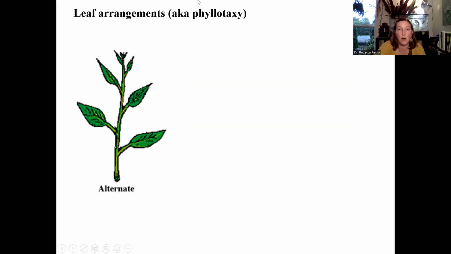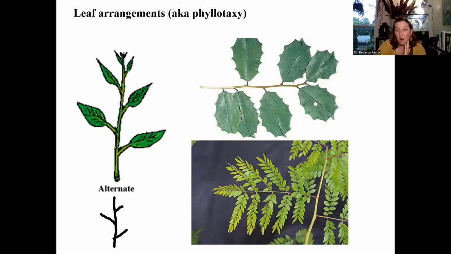Next, you have alternate. Alternate, if you were to draw it, looks like this. Here's the stem, leaf coming out, leaf coming out, leaf coming out. The leaves alternate side to side on the stem. They are not opposite. Stem, leaf, little longer stem, leaf, alternate. And here are some examples of that. And I'll ask again, what kind of leaf is this, simple or compound?